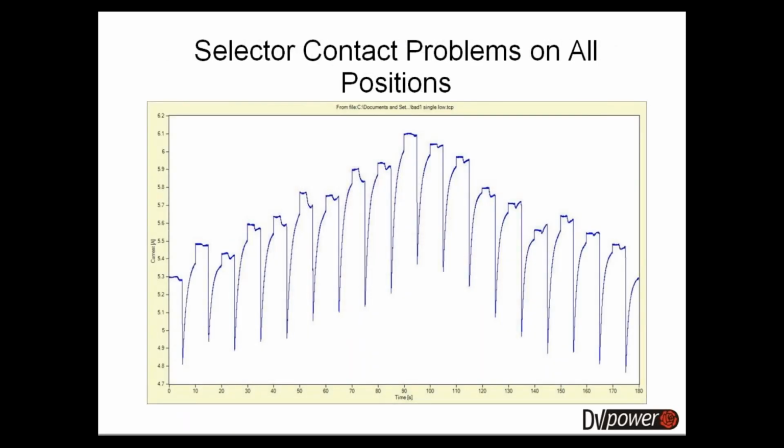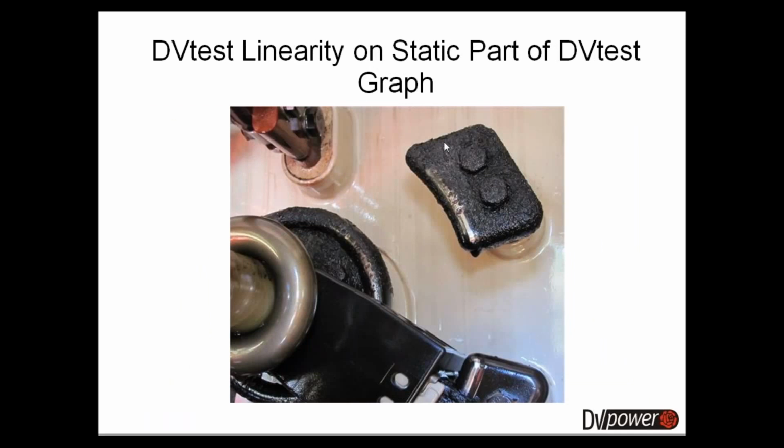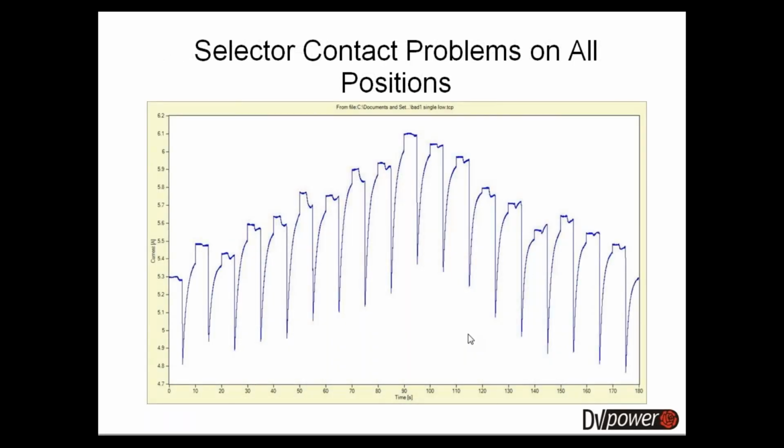Sometimes the moving arm itself can have a problem. It is not the problem located on the stationary part of the graph. It can be this moving part of the tap changer which develops an issue. And in that case, you will see a bad shape of the graph on every single tap position and on every single operation of the moving arm. And something like this is easily visible when you look at the overall shape of the DVTest graph.